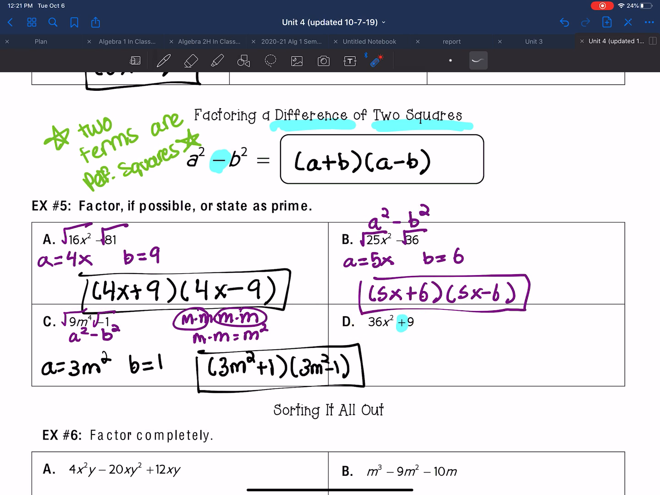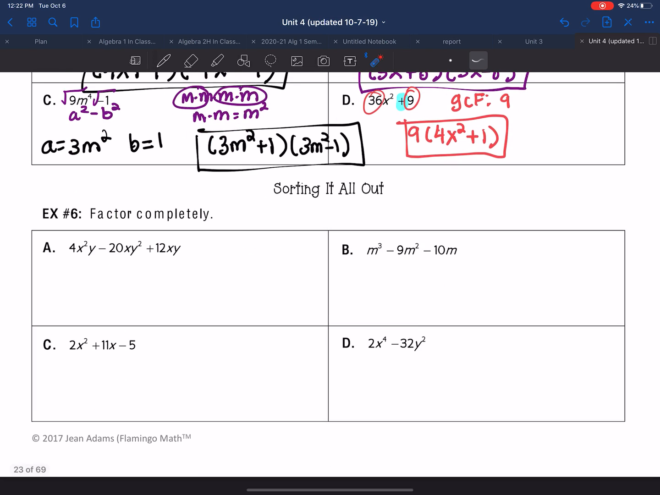But what we can do is factor out a GCF, right? So my GCF here, something that I can pull out of both of these, I know I can pull a 9 out of both of these. So if I pull a 9 out of both of these, this is going to be 9 times 36 divided by 9 is 4x squared plus 1, and I can't do anything else with this, you guys, because this is not able to be factored down anymore. Once again, it does not follow the formula because it doesn't have a negative. It has a positive, so we cannot use the difference of squares formula.